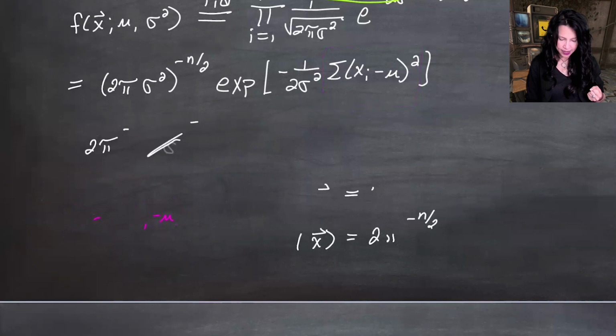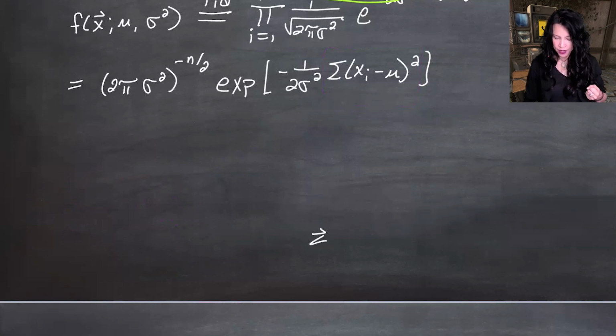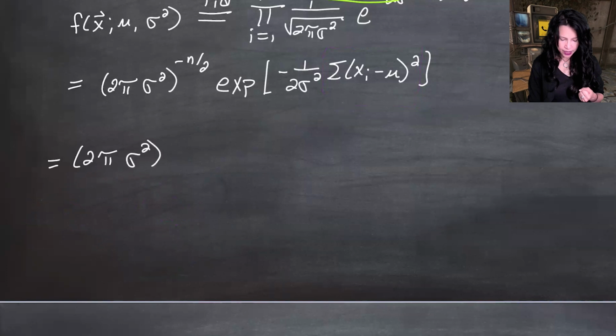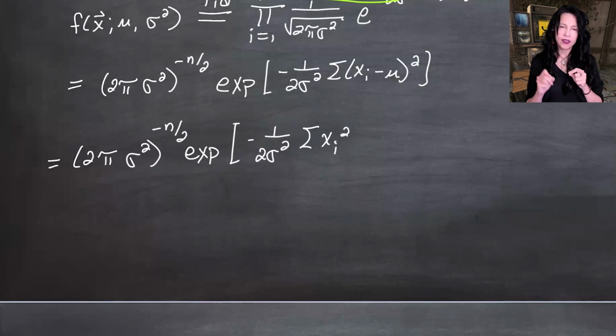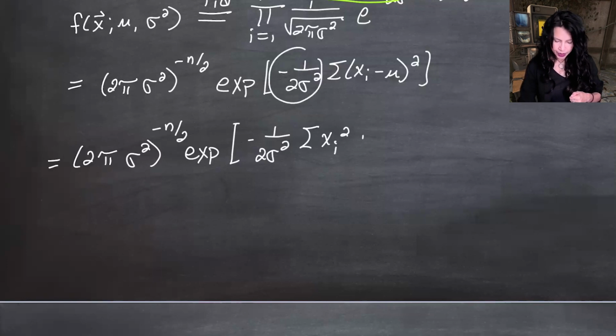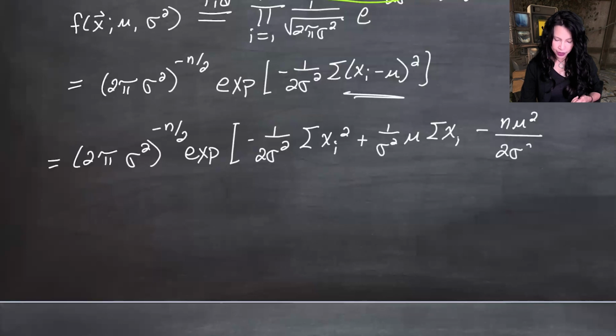I am going to rework this PDF just a little bit. I don't want to use this as a statistic. Let's square that out and run the sum through. This is (2 pi sigma squared) to the minus n over 2, e to the minus 1 over 2 sigma squared times the sum of the xi squared. And then we get minus 2 mu xi and the sum of those, and when multiplying by this, we get positive 1 over sigma squared mu times the sum of the xi. And then the final term here is mu squared n times, so n mu squared. So I get minus n mu squared over 2 sigma squared.